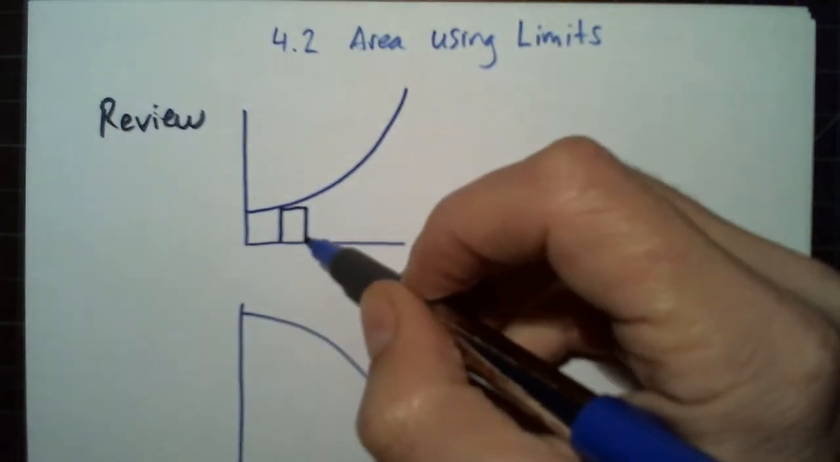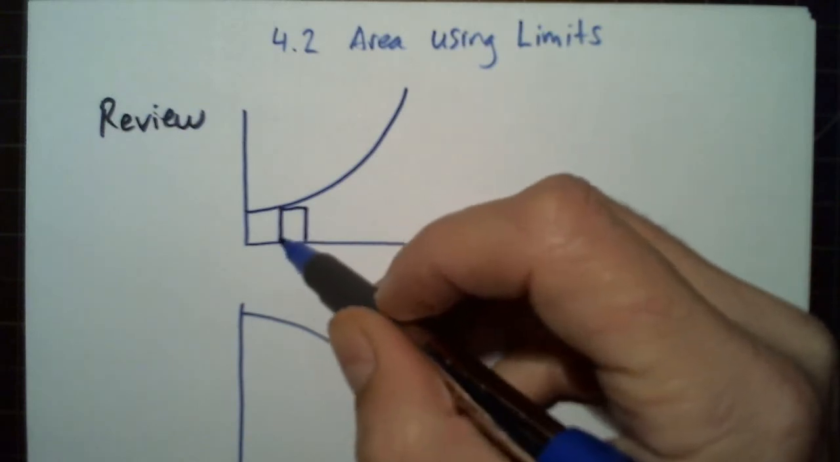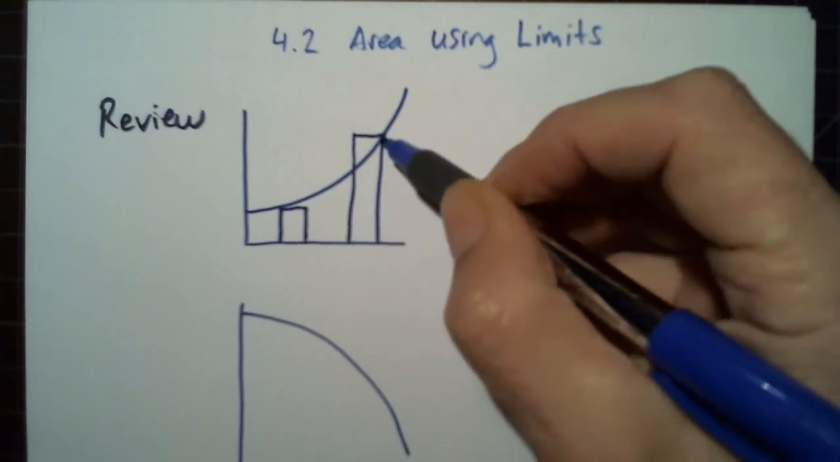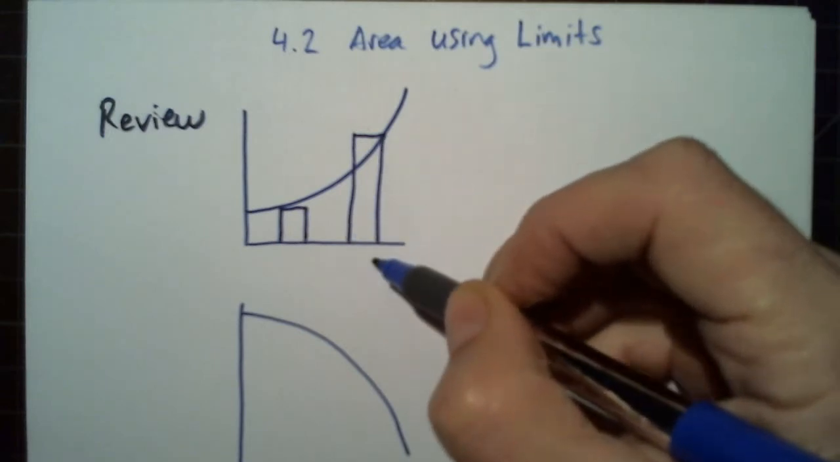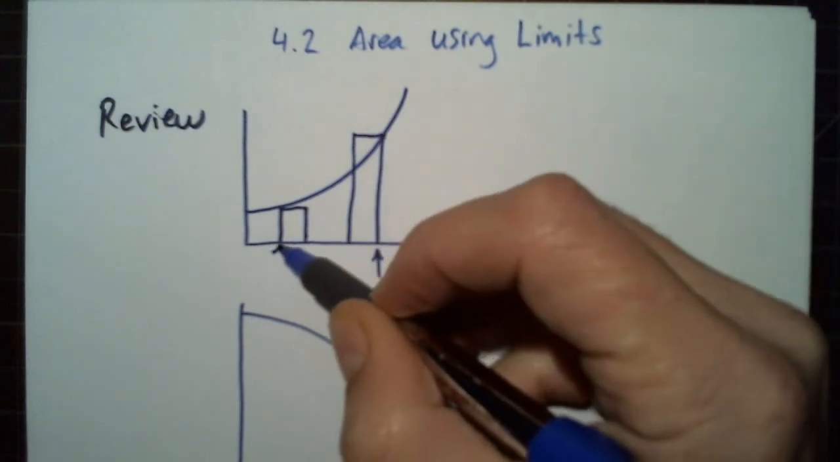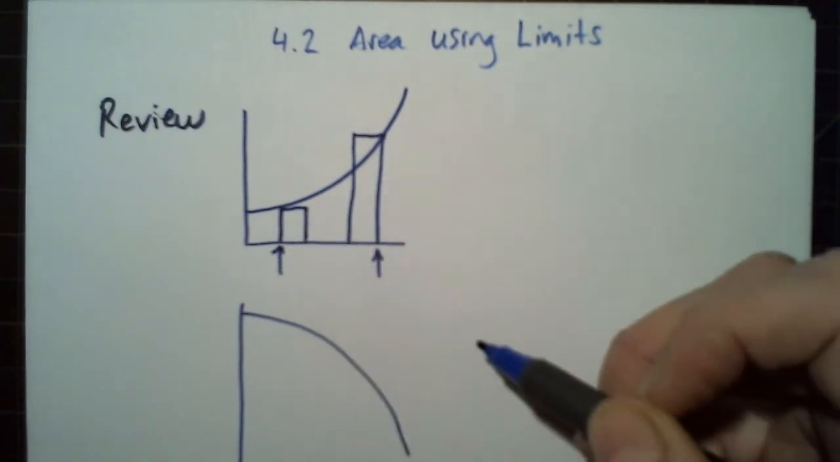If we draw a rectangle like this, that's called a left-hand rectangle. And if we draw a rectangle like this, that's called a right-hand rectangle because we're using the right endpoint to find the height. Here we're using the left endpoint to find the height.